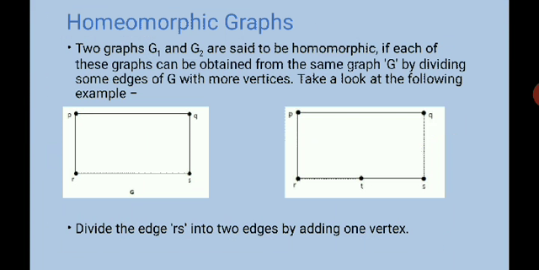Okay, now what is a homomorphic graph? G1 and G2 are said to be homomorphic if each of the graphs can be obtained from the same graph by dividing some edges of G with more vertices, right? So you have a number of edges, and you are just adding vertices on those edges. You have this P Q R S graph, and from the first graph you obtain a second graph. If I don't consider T, this is P Q S R, right? And if I put a T dot in between, on the RS edge, then it becomes homomorphic to the first one.